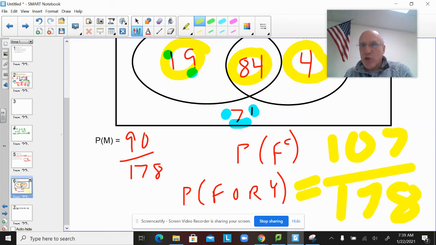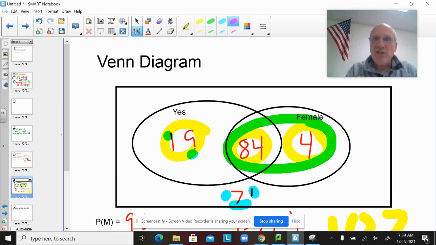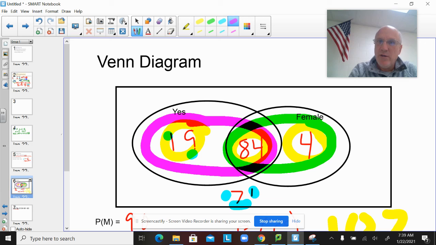That's the right answer. Could you have used the formula? Sure you could. I would argue that it might be more difficult because to use the formula, you need the total number of females. That's 84 plus 4. The total number of females is those two, plus the total number of yeses, which is those two, and then you'd have to subtract the overlap so as not to double count it. Again, we already did the math based on the two-way table. So what I'm telling you is this. If you've got a two-way table or a Venn diagram, it might be easier just to identify which numbers to add as opposed to using the formula.